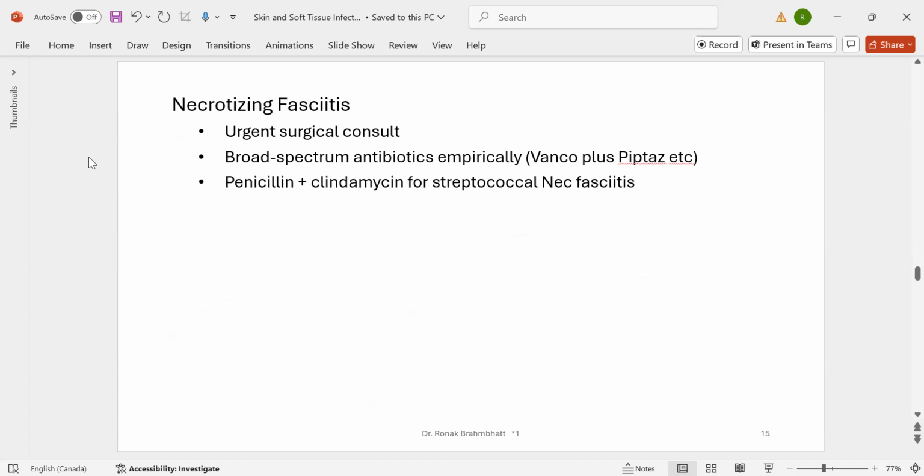right? So, necrotizing fasciitis is one. It's a clinical diagnosis. When you look at the leg, you can't say it's necrotizing fasciitis or not. All you can say is, this doesn't look good. I need to call the surgeon, right? So, urgent surgical consult, step number one. Step number two, you start on broad spectrum antibiotic.